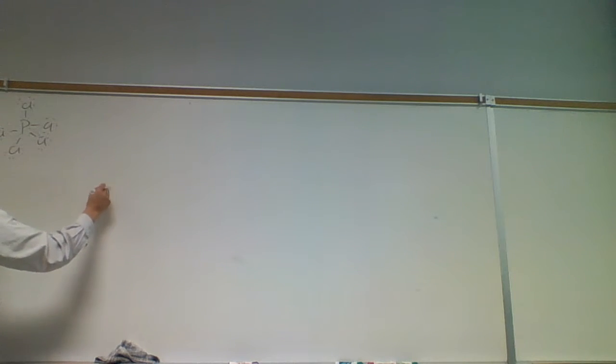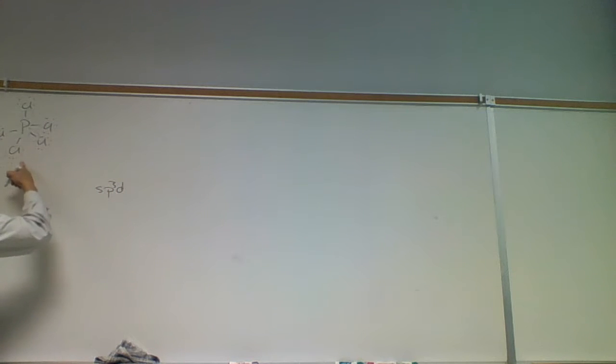PCl5. I think, didn't we cover? I mean, what you do is you look at how many groups. And so we just look at how many groups of electrons are around. That's 1, 2, 3, 4, 5 groups of electrons. And then we can figure out the hybridization. The hybridization is you need an S, all 3 P's, and then 1 D.